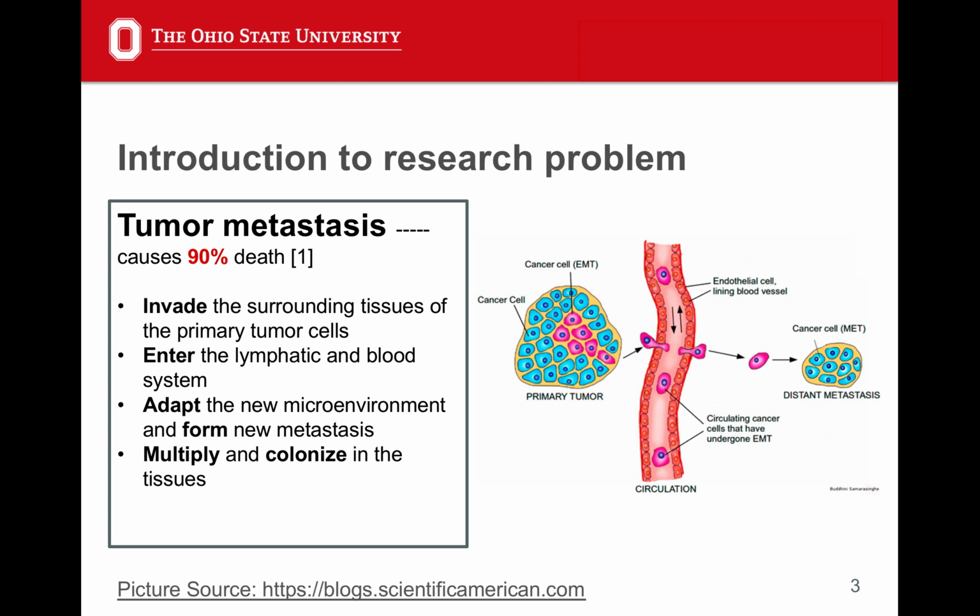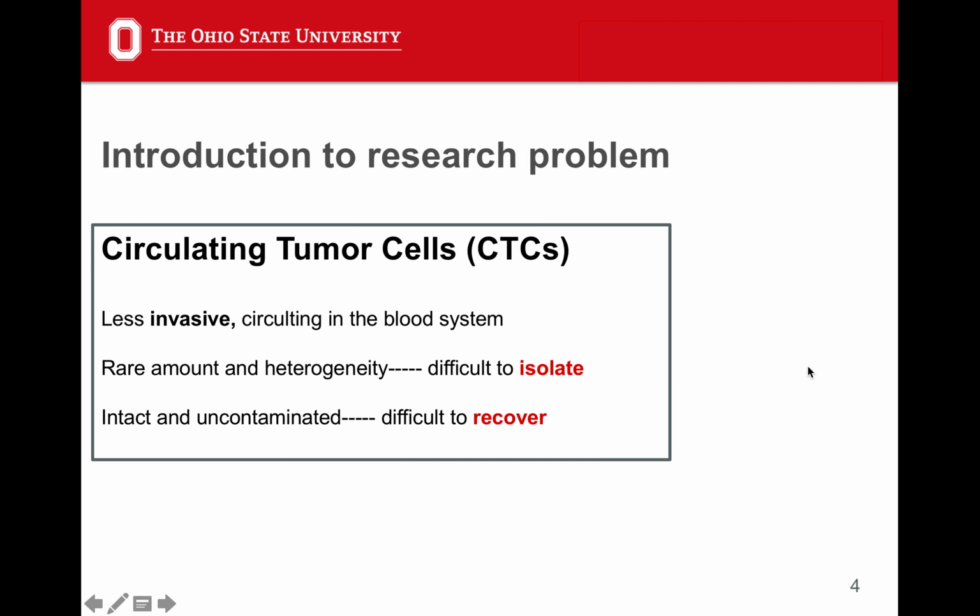Tumor metastasis causes 90% of deaths. The tumor cells invade surrounding tissue as primary tumor cells, then enter the blood system, adapt to a new microenvironment, and form new metastases. The tumor cells multiply and colonize in the tissues. This picture shows clearly how the cancer cells enter and form the new distant metastases.